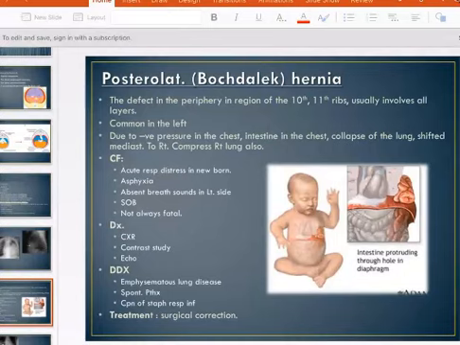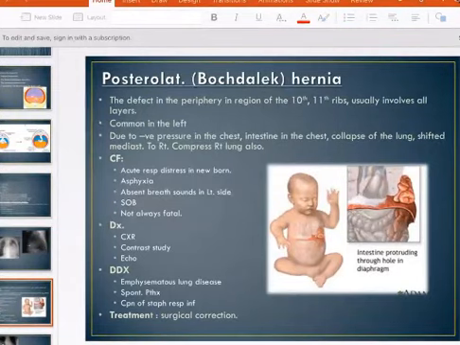How can you confirm your diagnosis? By chest X-ray, you see all the abdominal organs inside the chest, and you should do a contrast study to see if there is an involvement of the bowel, and besides that you should do echo to exclude any associated cardiac anomalies.